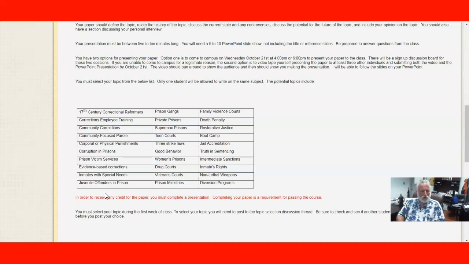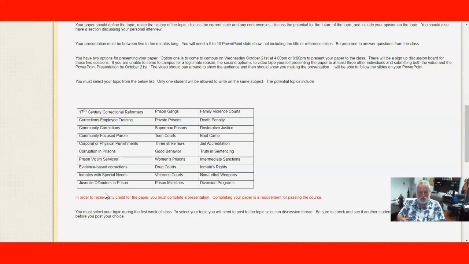Some of these are 17th century correctional reformers, correction employee training, community corrections, community-focused parole, corporal or physical punishment, corruption in prisons, prison victim services, evidence-based corrections, inmates with special needs, juvenile offenders in prison, prison gangs, private prisons, supermax prisons, teen courts, 3 strike laws, good behavior, women's prisons, drug courts, veteran courts, prison ministries, family violence courts, death penalty, restorative justice, boot camps, prison boot camps, or not prison boot camps, correctional boot camps.